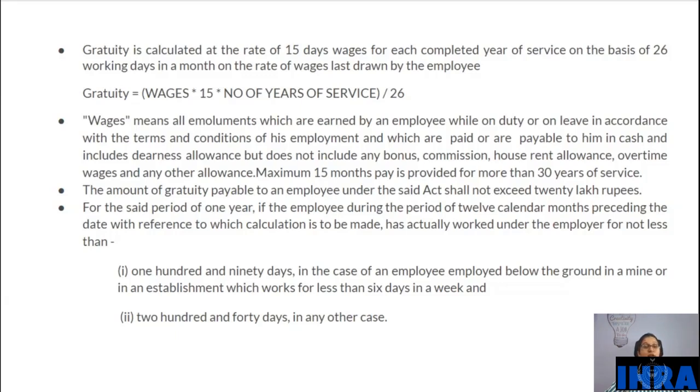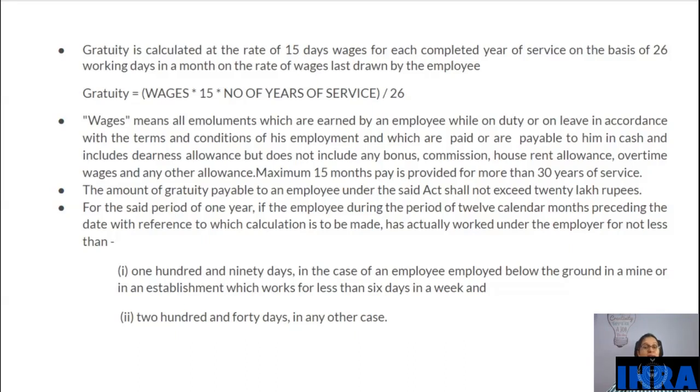For the said period of 1 year, if the employee during the period of 12 calendar months preceding the date with reference to which calculation is to be made has actually worked under the employer for not less than 190 days, in case of an employee employed below the ground in a mine or in an establishment which works for less than 6 days in a week, or 240 days in other cases.